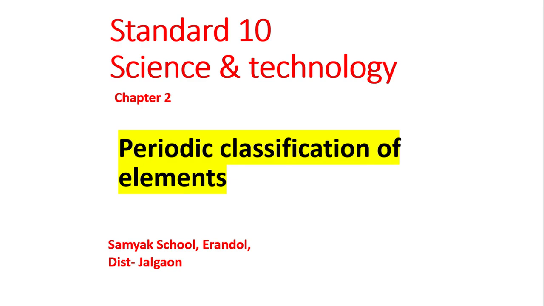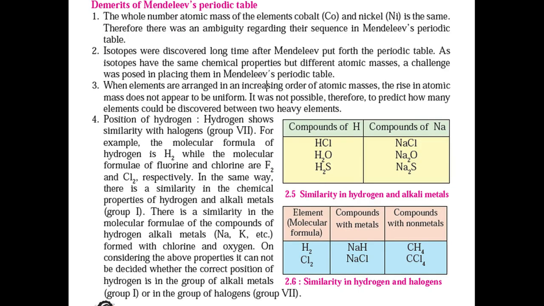We have started looking at Mendeleev's periodic table and we have seen merits, that is advantages of it in the first part, and now these are the demerits of Mendeleev's periodic table. The demerits are the whole number of atomic mass of the elements like cobalt and nickel is same. Therefore, there was an ambiguity regarding their sequence in Mendeleev's periodic table. That is confusion regarding their sequence, cobalt and nickel.